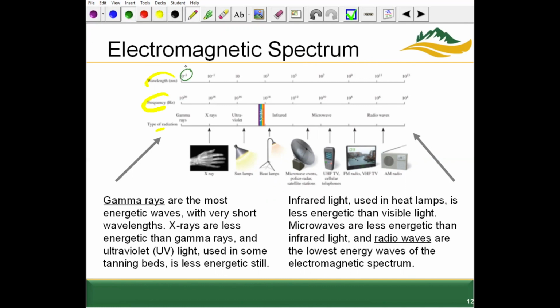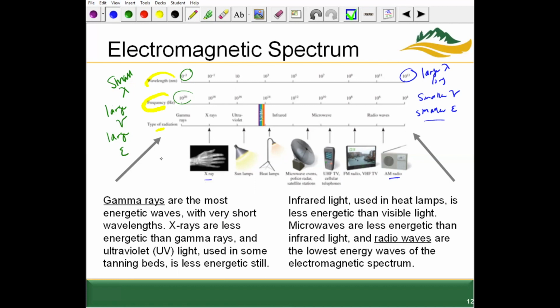10 to the negative third, that's a very small wavelength. Frequency here, 10 to the 20th, that's a very high or a very large frequency. That also means we have a large amount of energy. On this side, 10 to the 13th, that's a very long or large wavelength. Then that corresponds to a smaller frequency and therefore a smaller amount of energy. Again, radio waves, less dangerous, a less amount of energy, especially compared to X-rays and gamma rays.